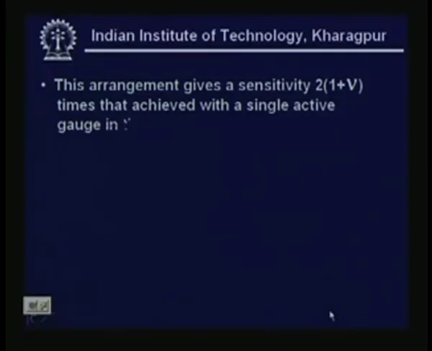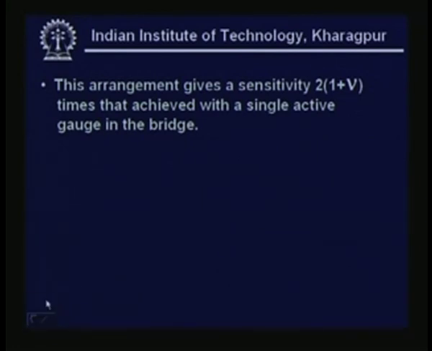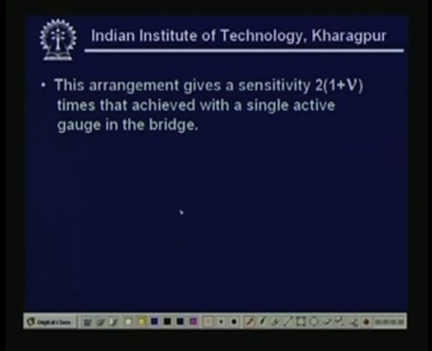This arrangement gives a sensitivity of 2 into (1 plus nu) times that achieved with a single active gauge in the bridge. We have seen that if you use a single gauge, and if I go to the previous slide, you will find that this is 2 into (1 plus nu) times that achieved with a single active gauge. It is true, because in the case of a single gauge, the sensitivity will be much lower.